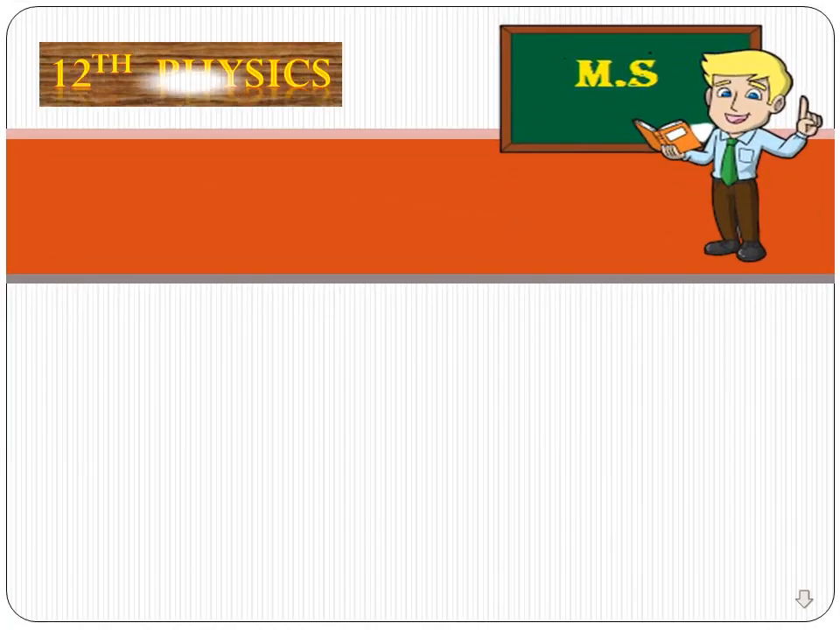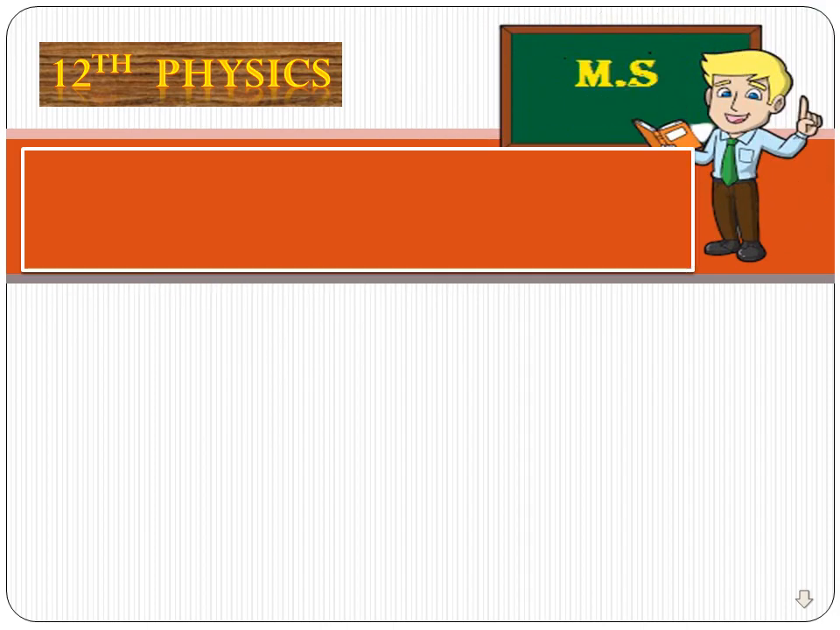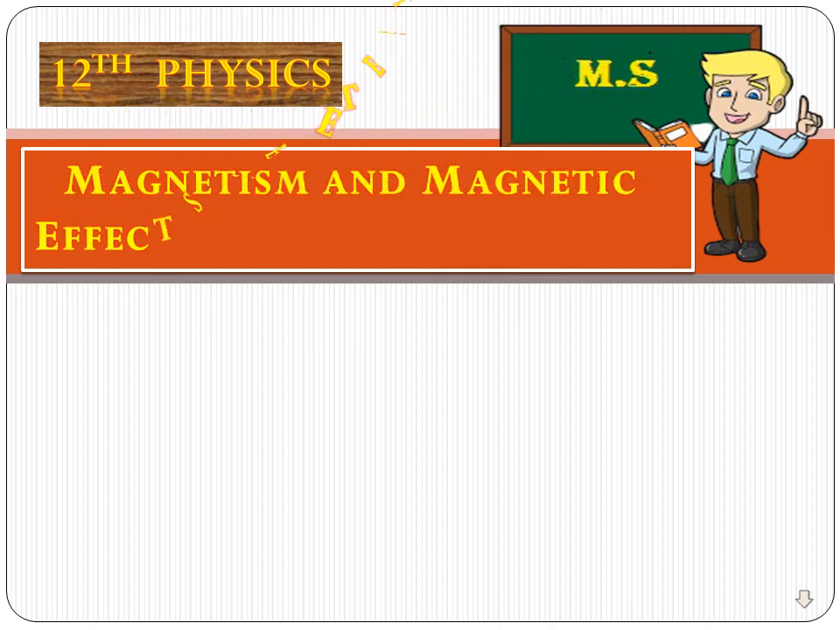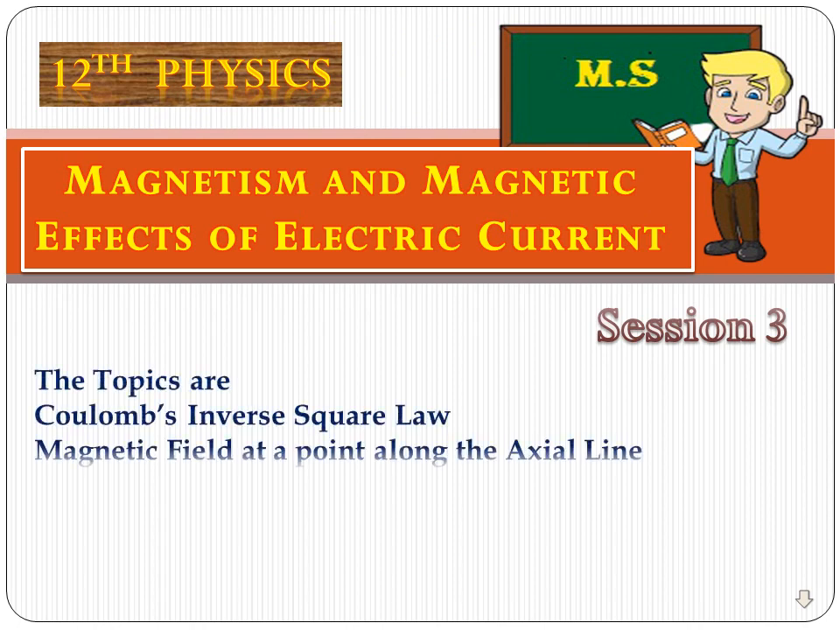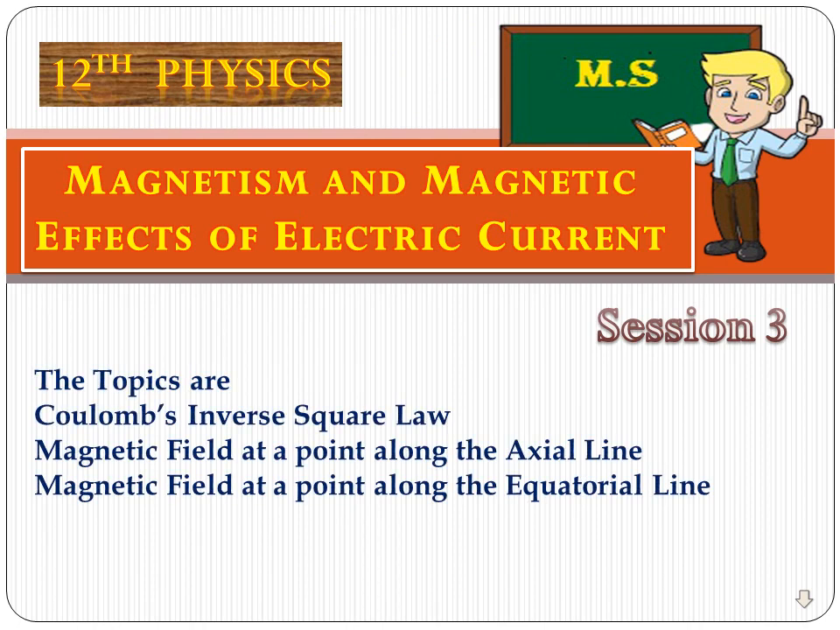Hello students, today in this class we are going to see the lesson magnetism and magnetic effects of electric current, and this is session number 3. Today we are going to deal with the topics Coulomb's inverse square law, magnetic field at a point along the axial line, and magnetic field at a point along the equatorial line, which resembles some parts of electrostatics.